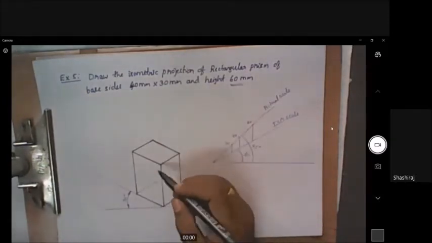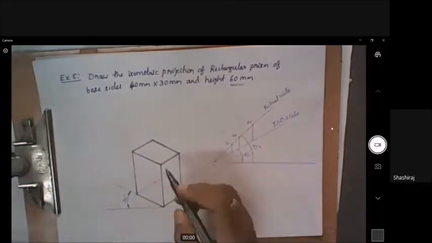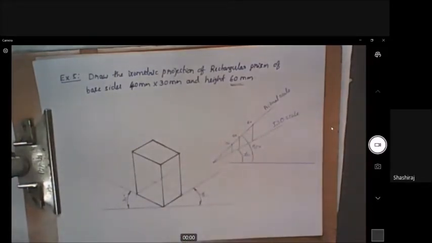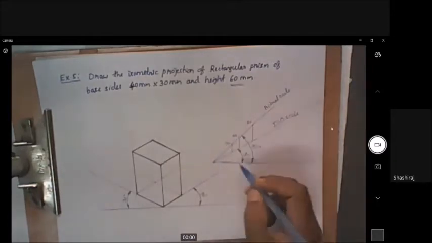Try to erase the lines also. Let it be as lines. This completes the solution. In any isometric projection, we don't show dimensions except this 30 degree, 30 degree. The isometric scale also you should show separately.